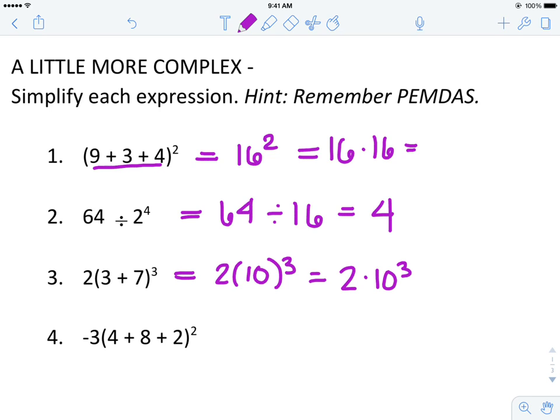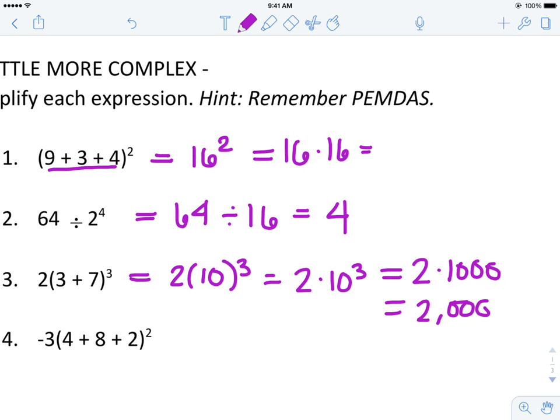If it helps you to write it like this without the parentheses, so you see which order you do it in first, go for it. 10 to the third power is also known as 1,000. Then 2 times 1,000 gives me 2,000 as my final answer.